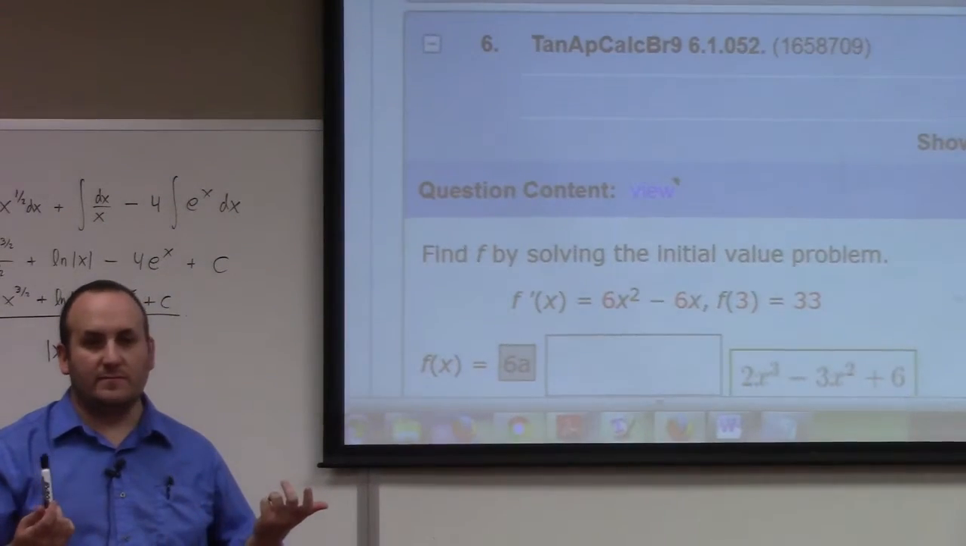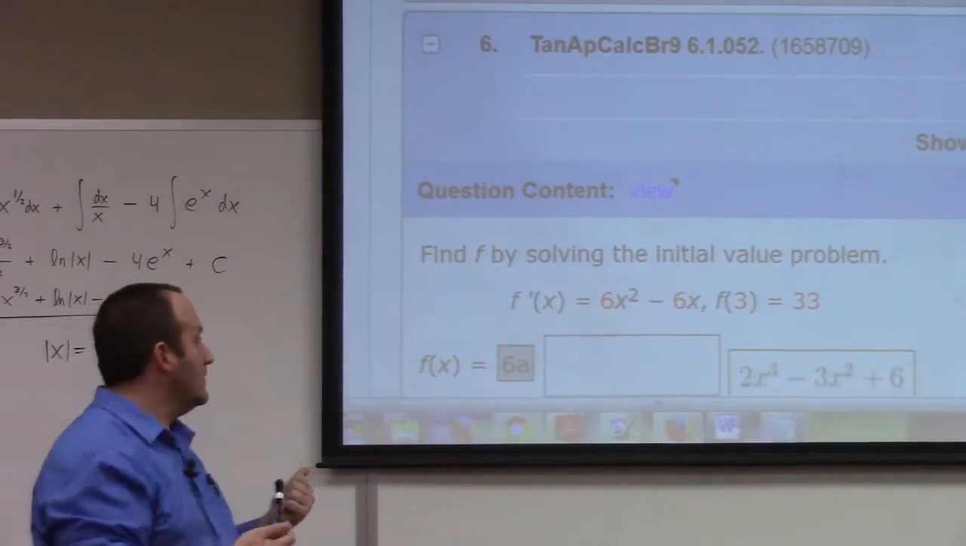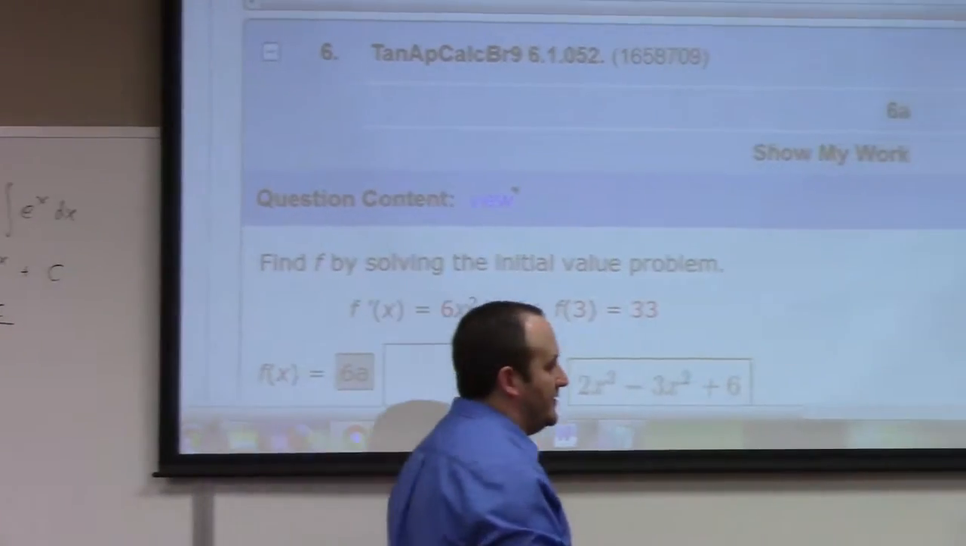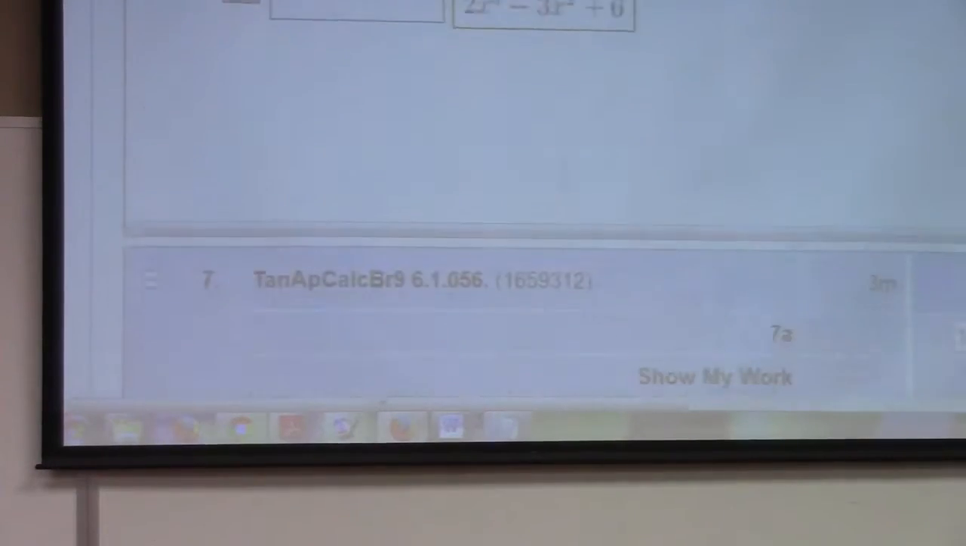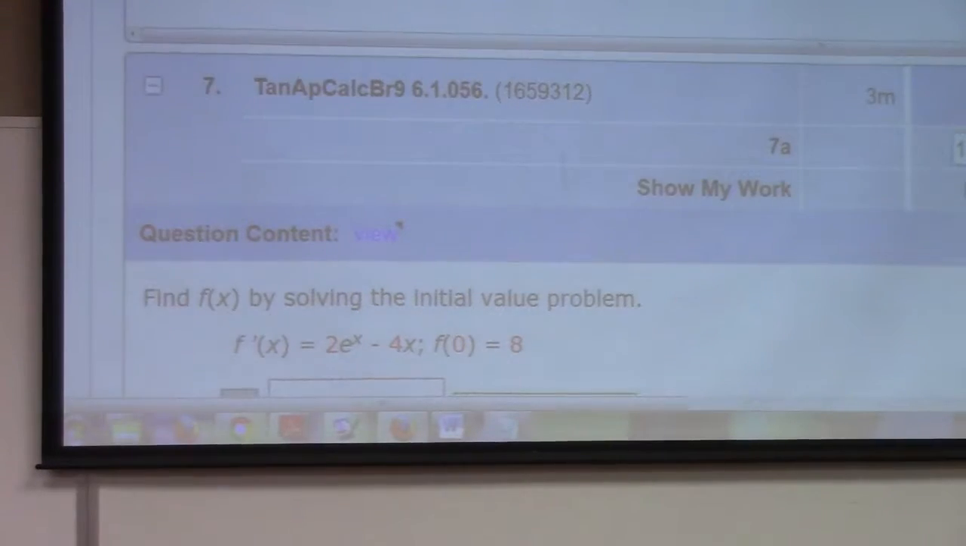Do you want me to work another one? Oh, 7? Is the 7 another initial value problem? Yeah, we can work that out. Find f of x.